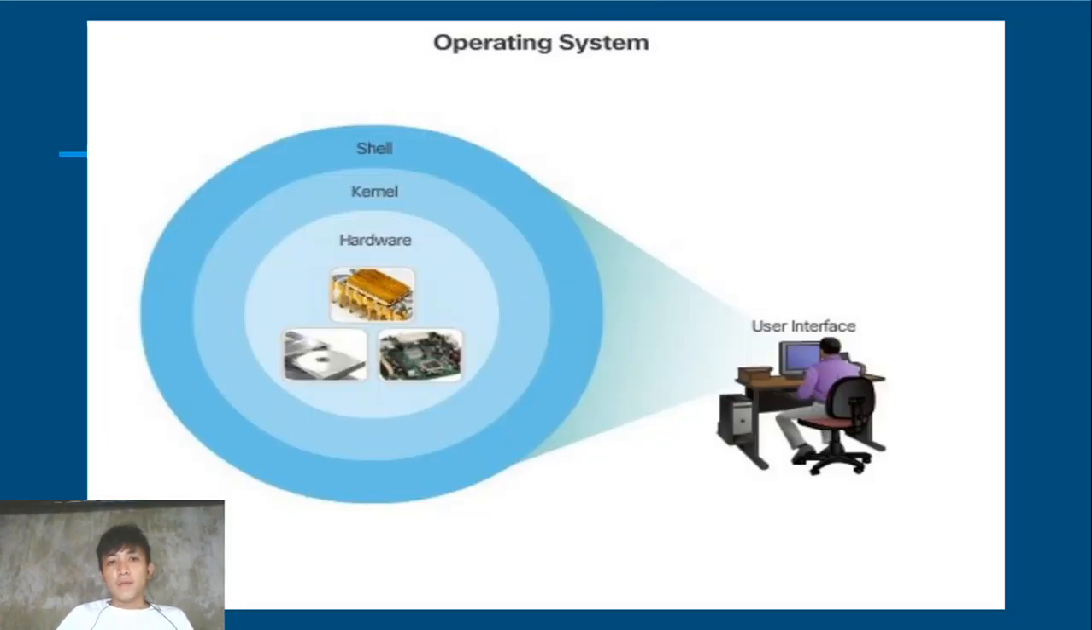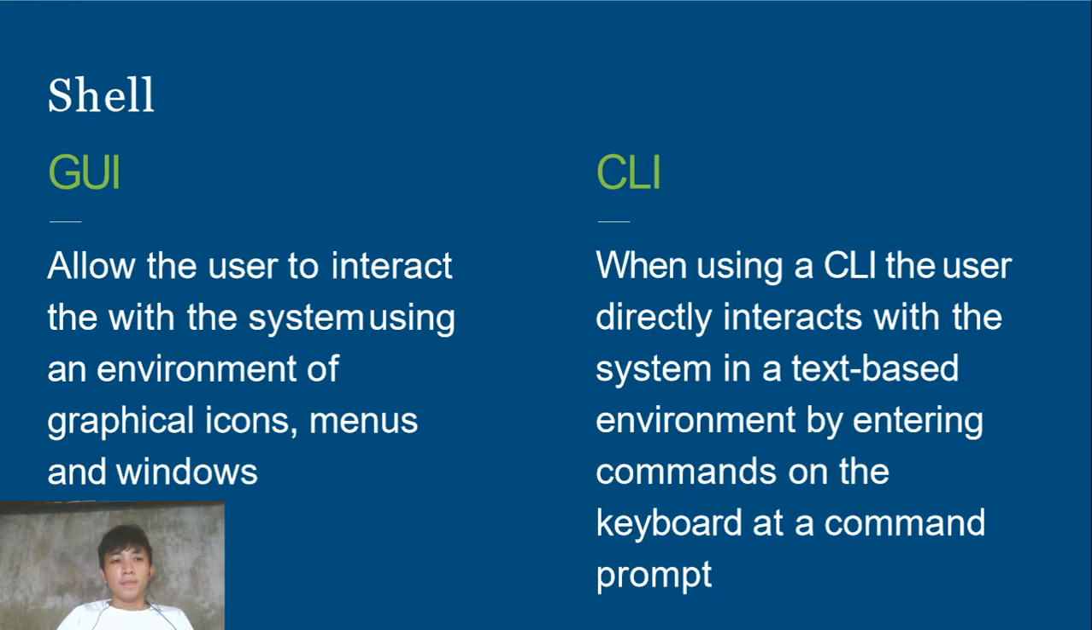So the operating system has three layers: the shell, kernel, and hardware. That's the user's interface. First the shell, we have two components, the GUI and CLI. GUI, or graphical user interface, allows the user to interact with the system using an environment of graphical icons, menus, and windows. Like for this one, you interact with the system using an environment like the laptop icon, menus, and windows.